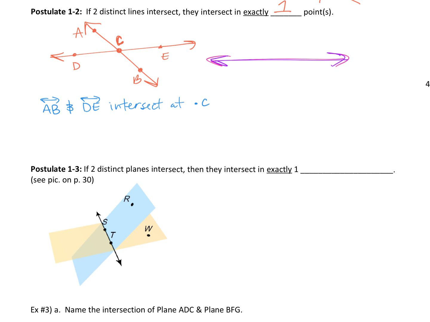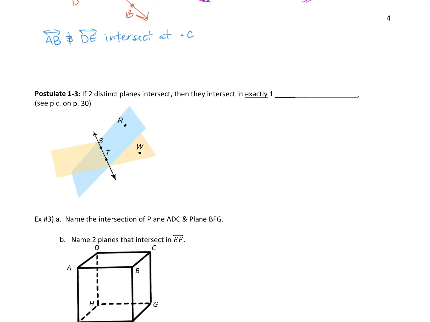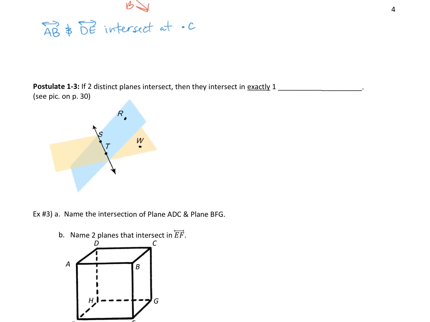This one's probably the toughest to draw because planes intersecting are just a little bit of a challenge, but you won't have to really draw them much. You might in the homework at times try to draw it to represent something, but really it's just understanding what they're doing with each other. So this is postulate 1.3, and it says if 2 distinct planes intersect, so we have a blue plane and a cream colored plane here, if those meet, they intersect in exactly one what, do you suppose? Yeah, line. They meet in a line.